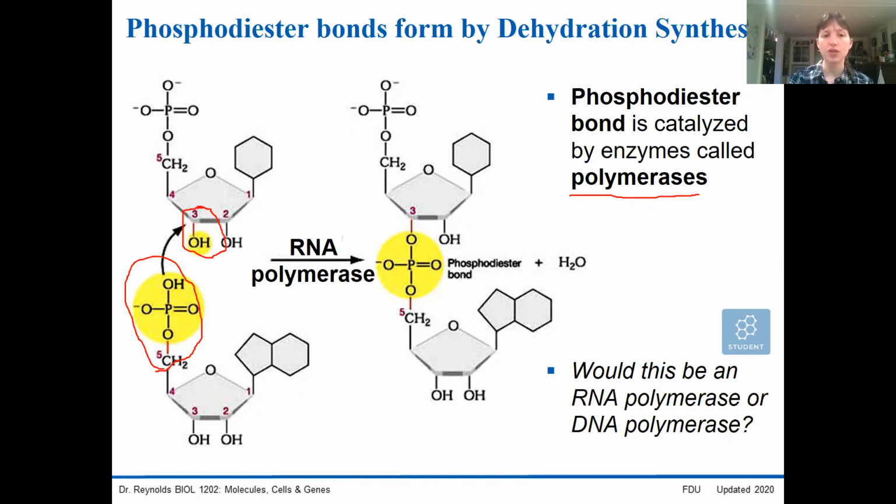Hopefully you identified that this is an RNA polymerase. And the reason you know that this is an RNA polymerase is because the 2' carbon here has a full hydroxyl group, which means that this core nucleotide is a ribose. We have a ribose sugar here. And so therefore, this has to be an RNA polymerase catalyzing this reaction.